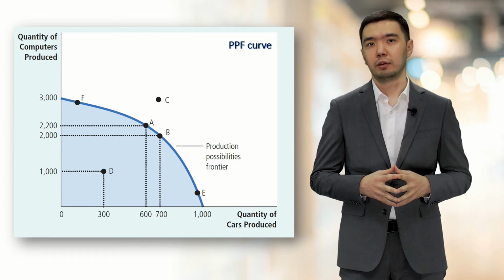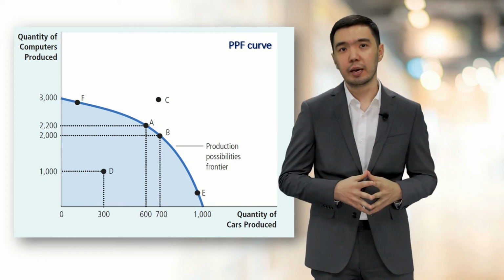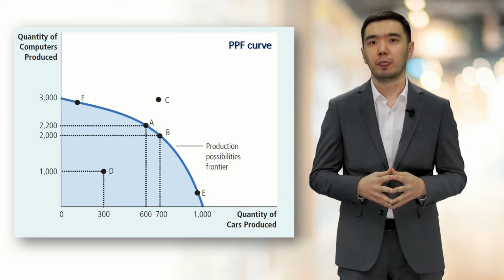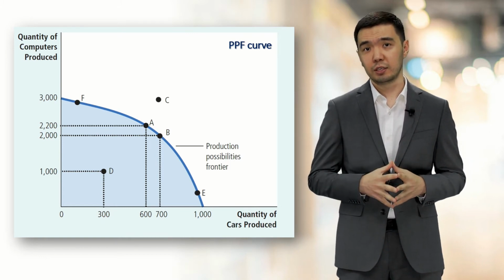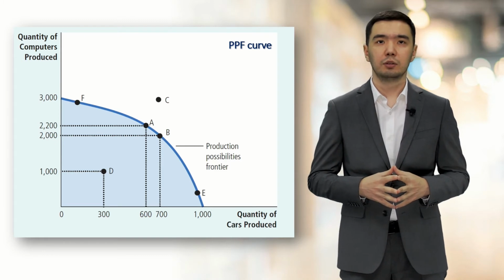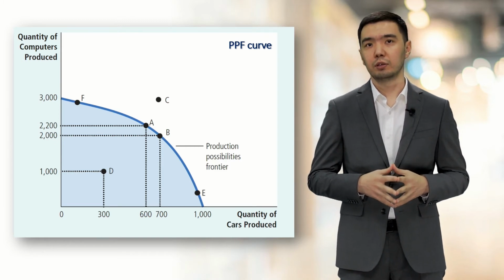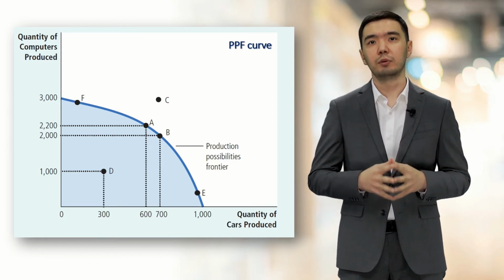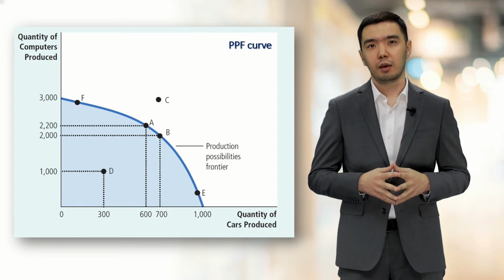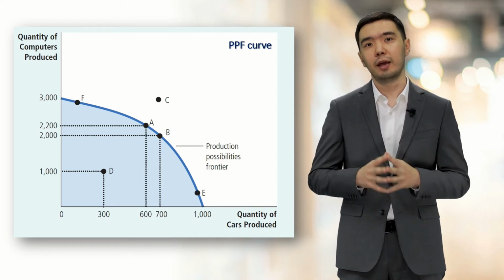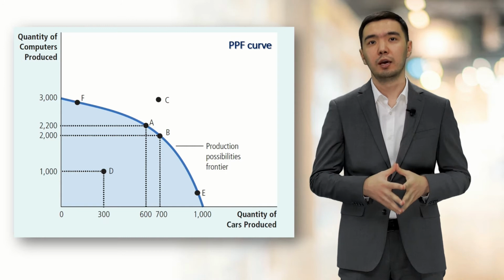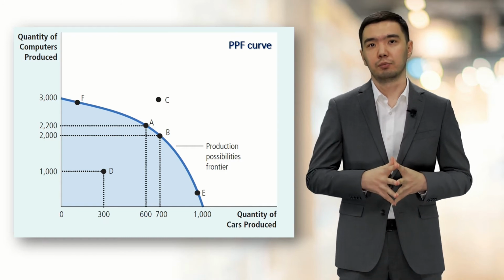The second model is called the production possibilities frontier. Let's consider an economy that produces only two goods, cars and computers. Together, the car industry and the computer industry use all the economy's factors of production. The production possibilities frontier is a graph that shows the different combinations of output that the economy can produce given the available factors of production.